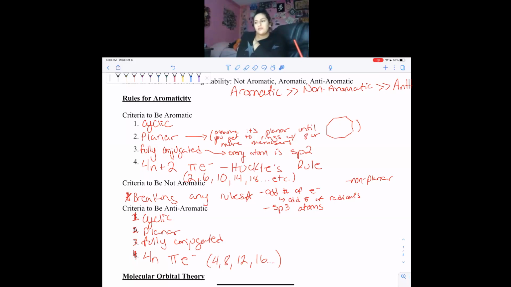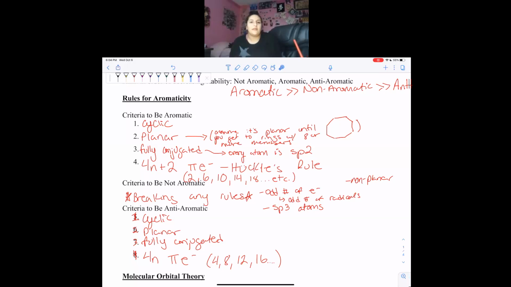So planar is one of those things that a lot of students, including myself, have trouble seeing. So we're going to say that anything smaller than an 8-membered ring, and this is what an 8-membered ring looks like, anything smaller than that, we're going to assume is planar. Once we get to rings that are more than 8 members, that's when we have to look at it and decide, is this planar or not?